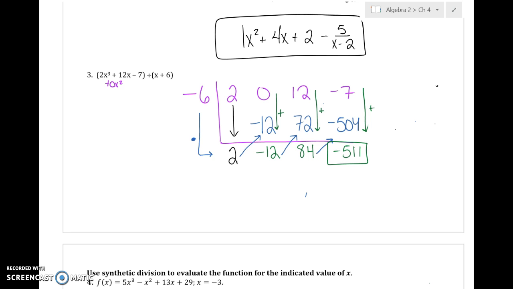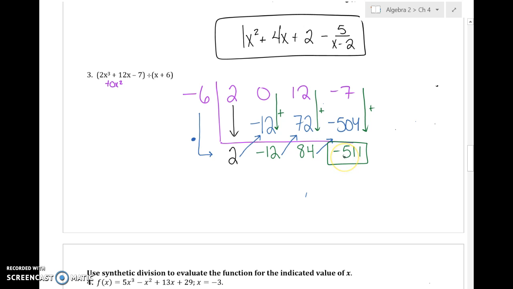You start by dropping the 2 straight down. And I tried to do some color coding in here, so if you are a color coding type of person and you want to look at this closely, the blue is multiplying the outer term negative 6 times the bottom and then writing that up in this row. So negative 6 times 2 is negative 12. In green, I then added straight down to get negative 12. Negative 6 times negative 12 is 72, and then you add to get 84. Negative 6 times 84 is negative 504, and then you add to get negative 511.